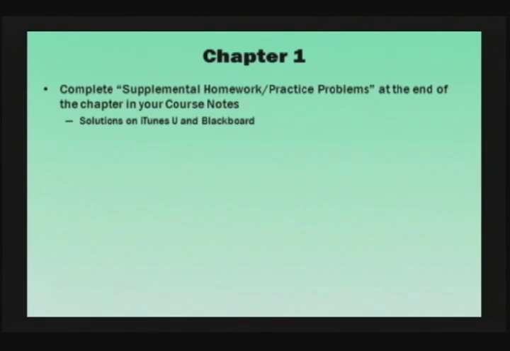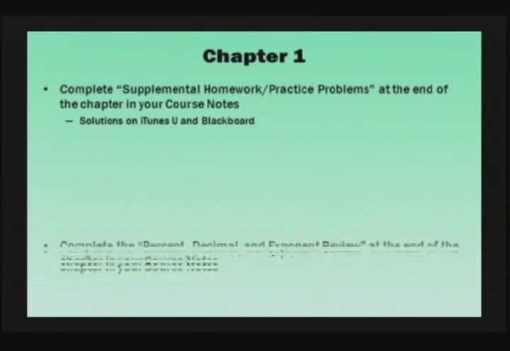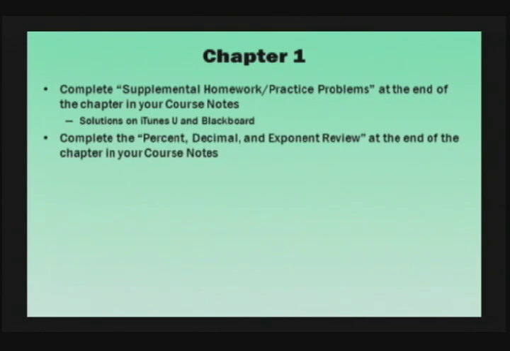Now that you've completed the Chapter 1 lecture, you should complete the supplemental homework practice problems at the end of the chapter in the course notes. The solutions are on iTunes U, or the answers are in the PowerPoint file posted to Blackboard, so check your answers one of those ways. You should complete the percent, decimal, and exponent review at the end of the chapter in your course notes. You should attempt the Connect assignment that is posted to Blackboard.